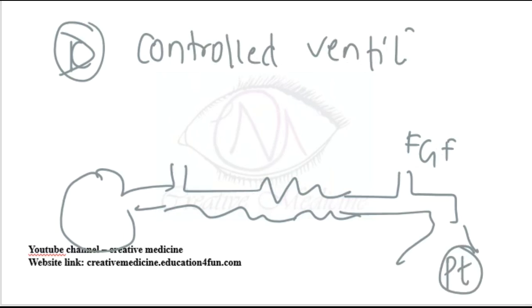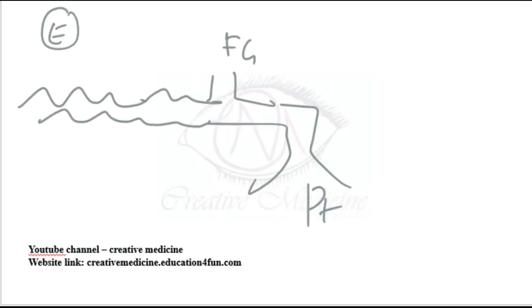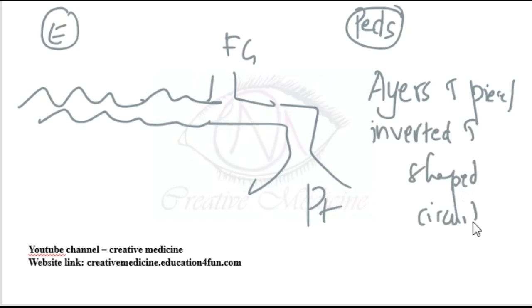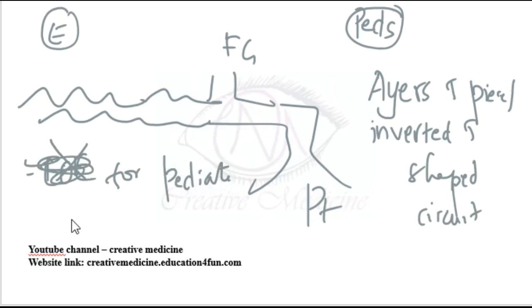Next, we have Mapleson E and Mapleson F. Remember, these are actually the pediatric Mapleson systems. These are used for small children, pediatric patients. Mapleson E is also called as Ayre's T-piece or inverted T-shaped circuit. So this Mapleson E is the circuit of choice for pediatric patients. Actually, this Mapleson E is not very useful as you cannot do any interpretation for tidal volume.